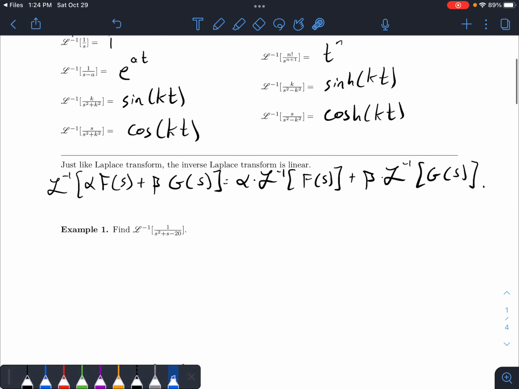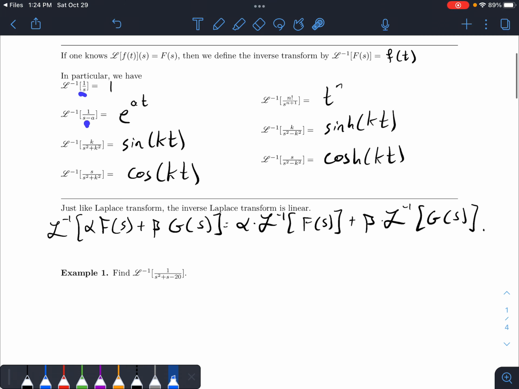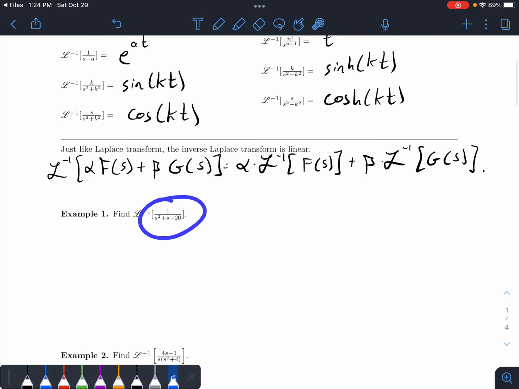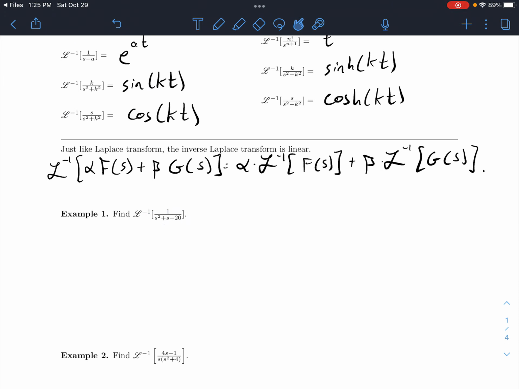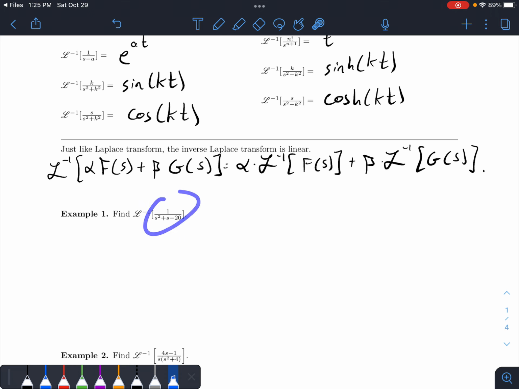So how can we use this? Well, if you're just asked to find the inverse Laplace transform of something that's in this table, you can really just apply the table. But quite often you'll get something a little bit funkier looking, and you'll need to figure out how can I use this table to get me there. And a lot of that is you're going to end up using a lot of partial fractions when you do this. So 1 over s squared plus s minus 20.